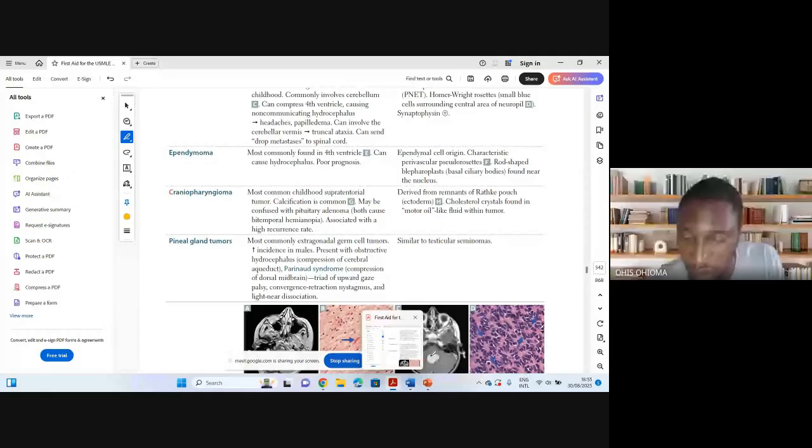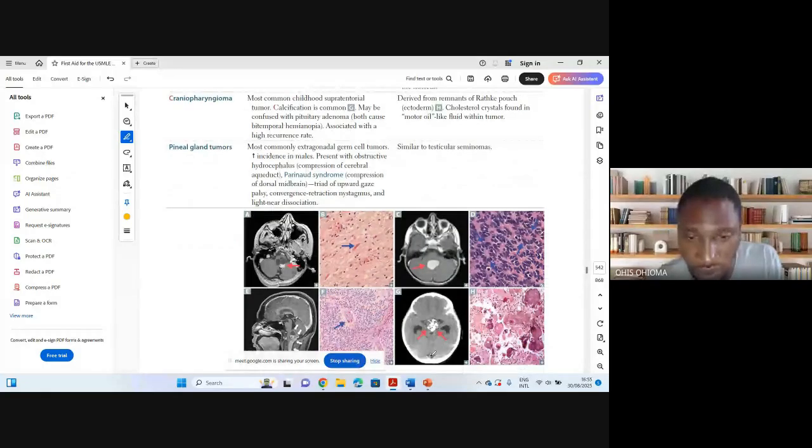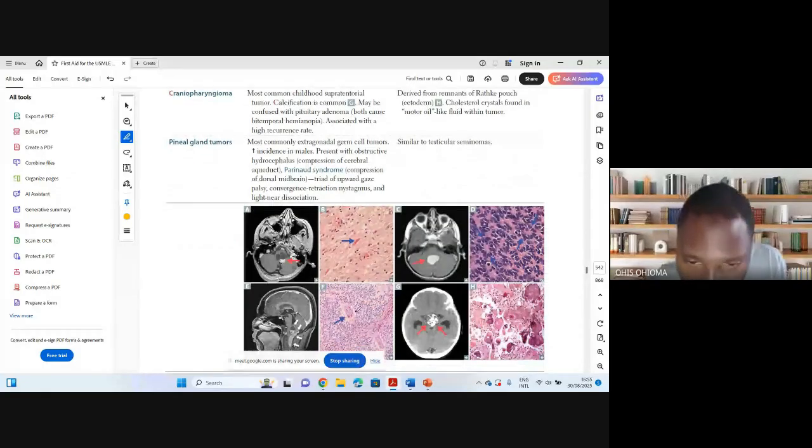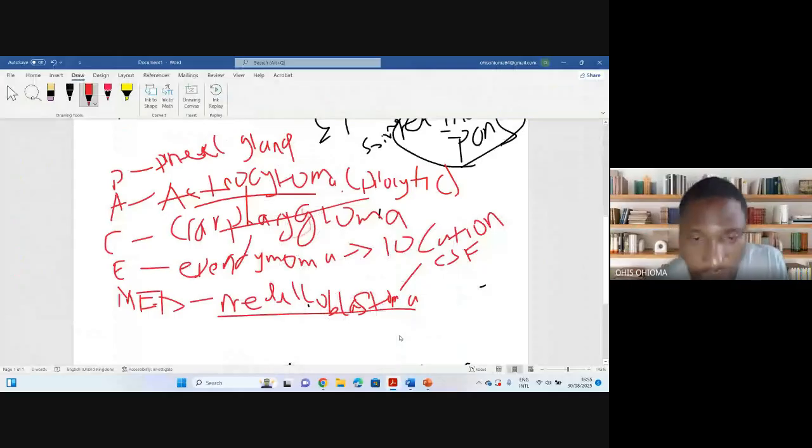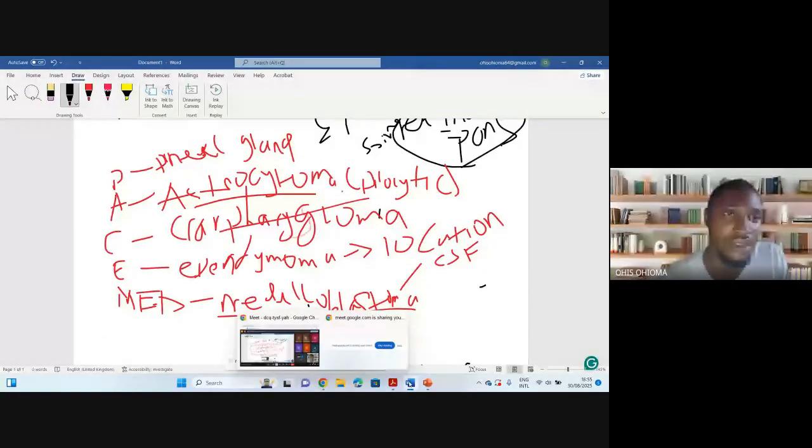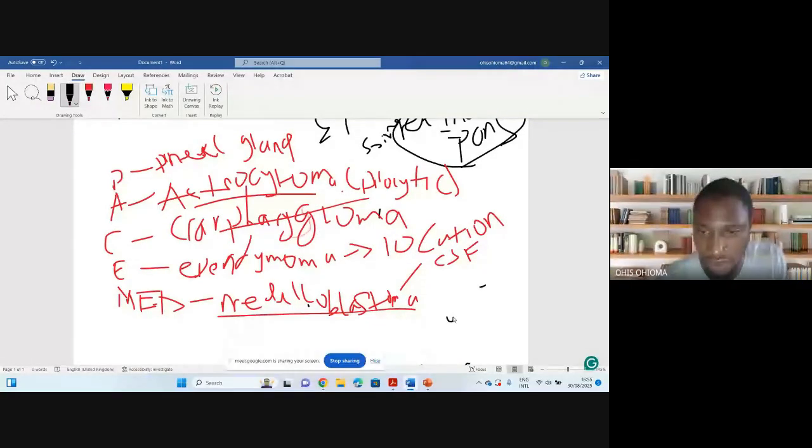So let me go to the histology for you. You can see that it has these rosettes. How many of you know what a rosette is? Let me draw a rosette for you so that you can see. A rosette is where you have a cell here, a cell here, a cell here.